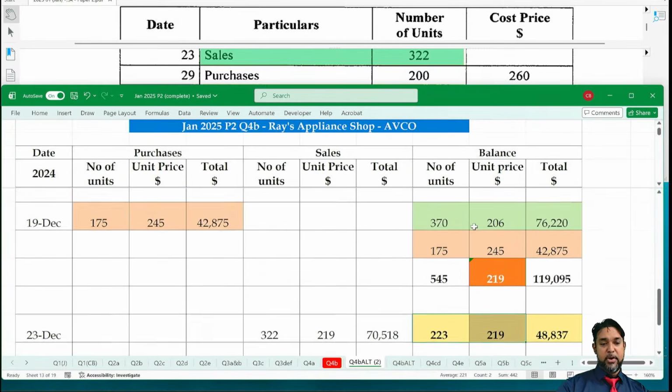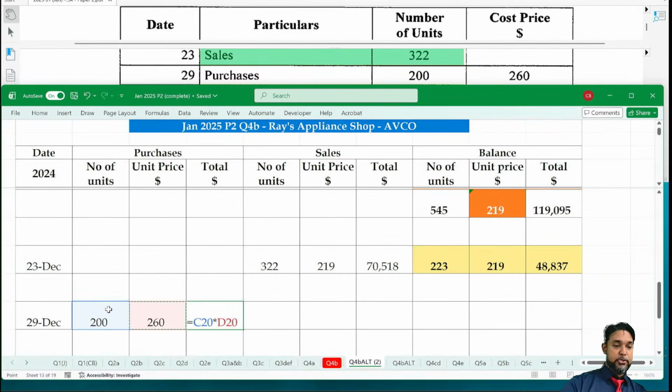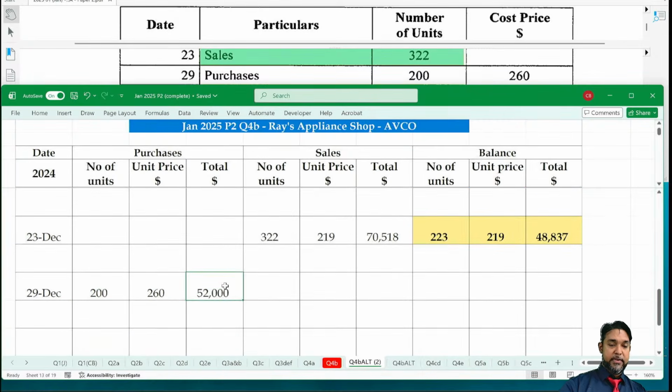And when you have a next purchase, for example, right after we made this sale, we have a next purchase. So that purchase is going to go here. That's 200 at 260. So when you have that, you multiply quantity by price, or price by quantity. That's going to give us this figure here.